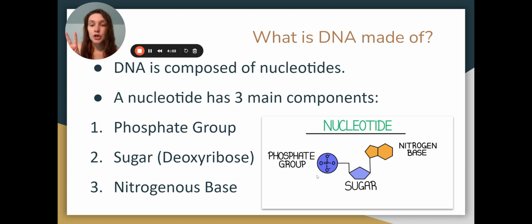The second thing is the sugar. In DNA's case, that is deoxyribose. Perhaps you've heard of sugars like glucose, sucrose, fructose. And this is just another sugar, deoxyribose. You may have noticed all those sugars end in -ose. So it's kind of a clue to look out for in the future. And our third component is the nitrogenous base. You may also see this referred to as the nitrogen base. So again, a nucleotide has three pieces: a phosphate group, a sugar, and a nitrogenous base.